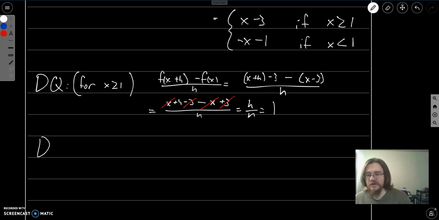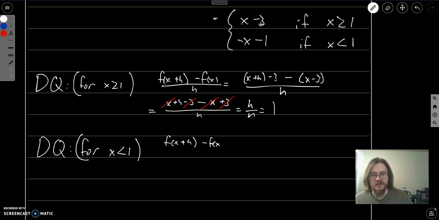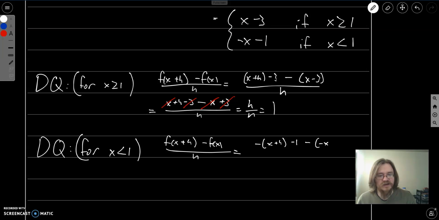It's right here. The difference quotient for x less than 1. Again, we'll have a similar thing. So f of x plus h minus f of x all over h. If I plug in my x plus h into here, I'll get minus x minus h minus 1. So that's just plugging in an x plus h into there. Minus f of x, so I need to subtract my function and divide everything by h.